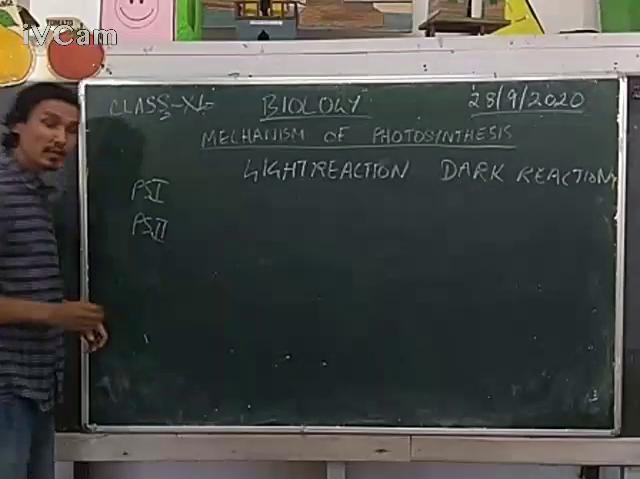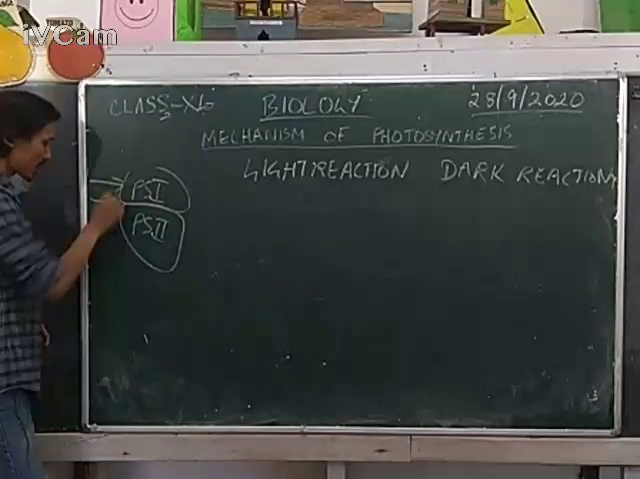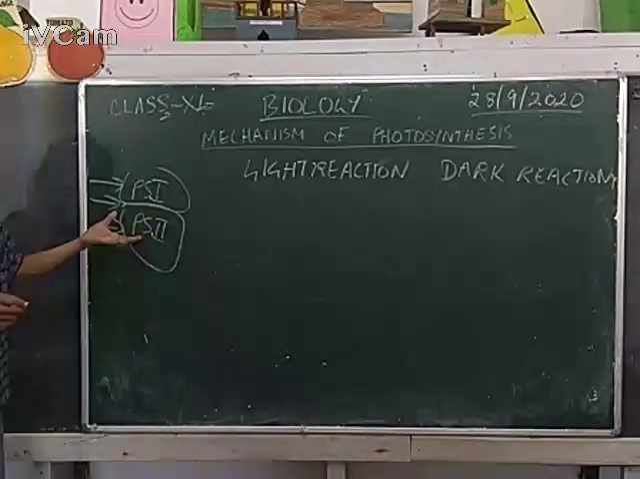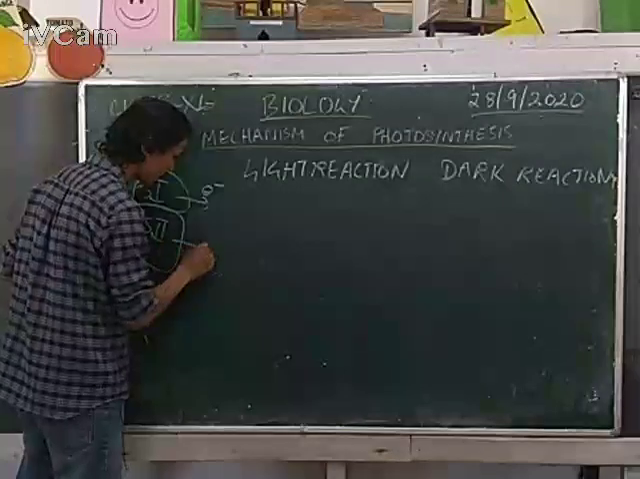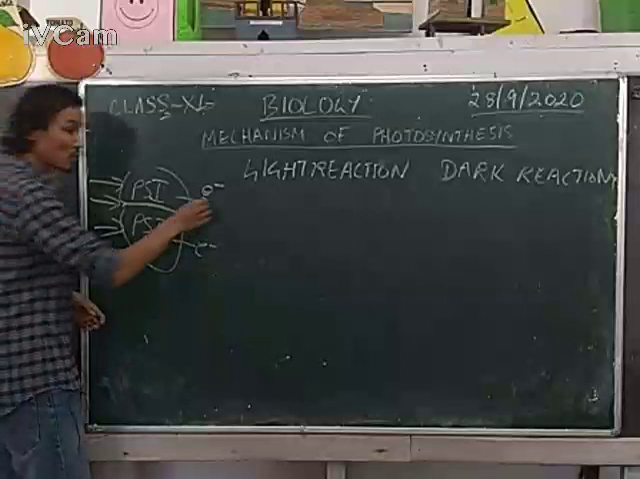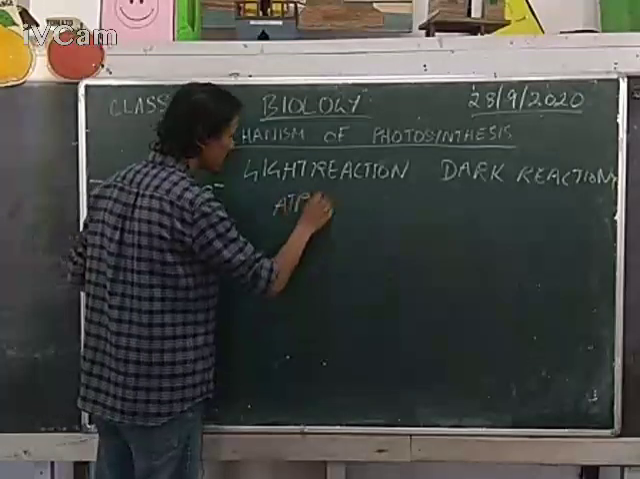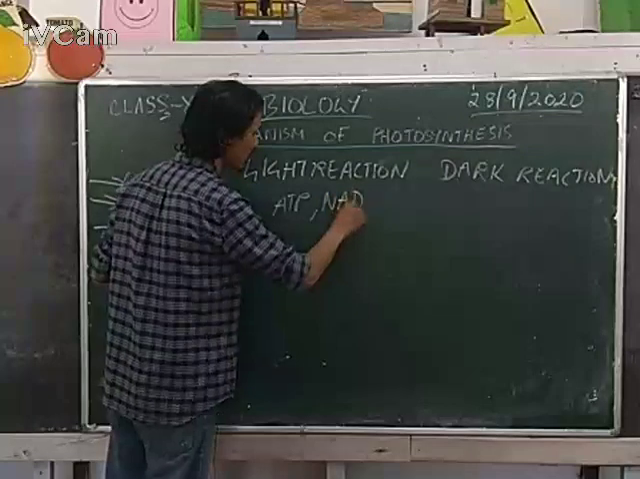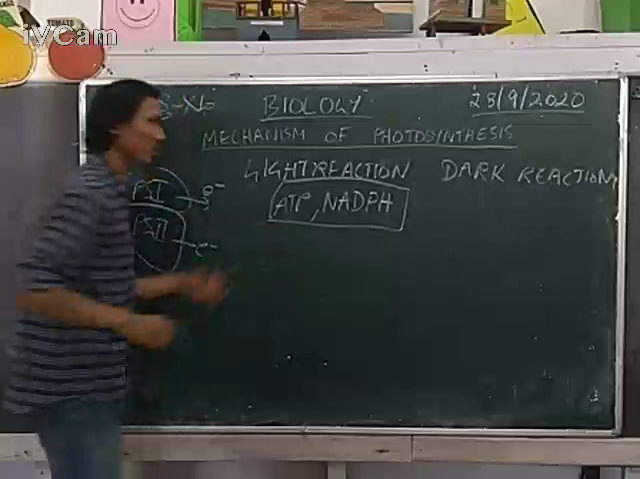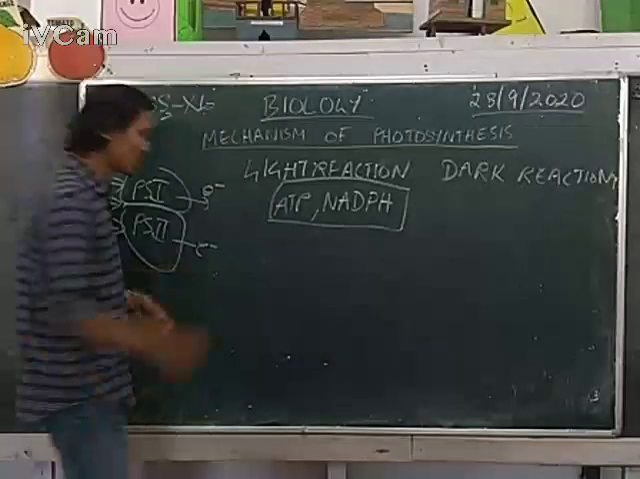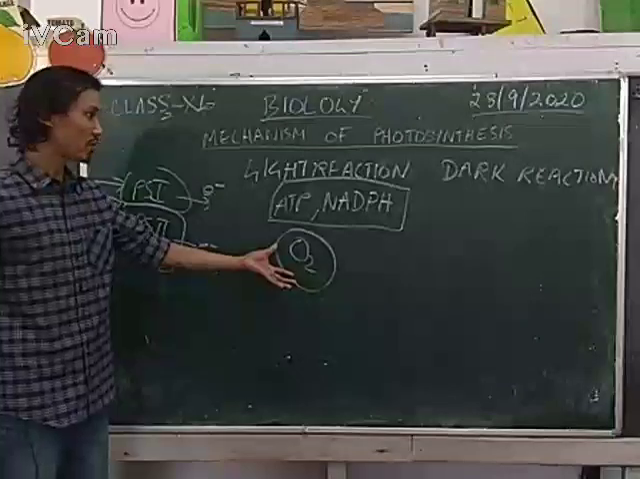By light reaction, what it means is, I've already told you about the two pigment systems, PS1 and PS2. In the light reaction, when light falls on the pigment systems, they get excited and release electrons. These electrons go through a series of systems forming ATP and NADPH. These are the main products of light reaction. In addition to this, oxygen is also formed, which is evolved as a byproduct of photosynthesis.